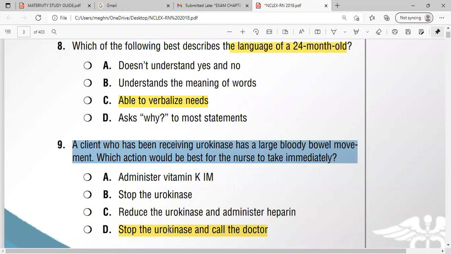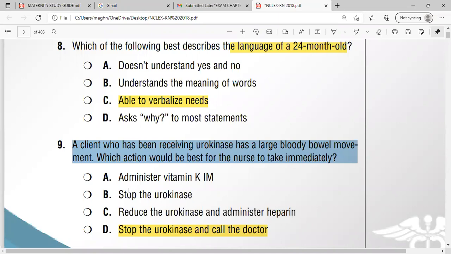Urokinase is a thrombolytic used to destroy a clot following a myocardial infarction. If the client exhibits overt signs of bleeding, the nurse should stop the medication, call the doctor immediately, and prepare for the antidote, which is Amicar. Amicar is an antidote of urokinase.